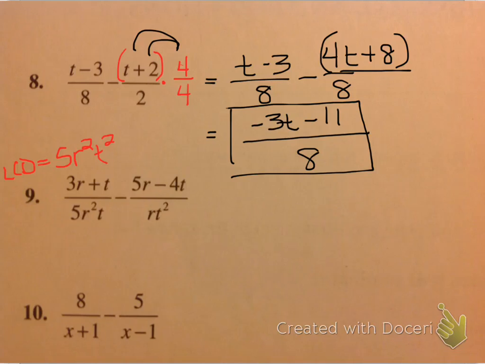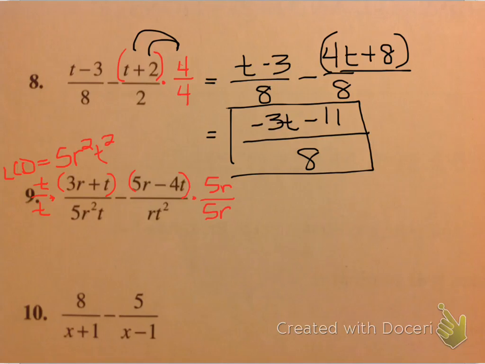So I'm going to have to multiply my first fraction. See, it's already got the 5, so I don't have to do the 5. It has the r squared, but it's going to need t over t. And my second fraction needs the 5 for sure. It's only got an r, and we need r squared, so we're going to need another r. And it already has the t squared.